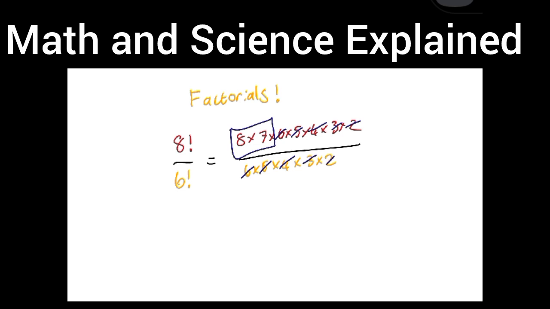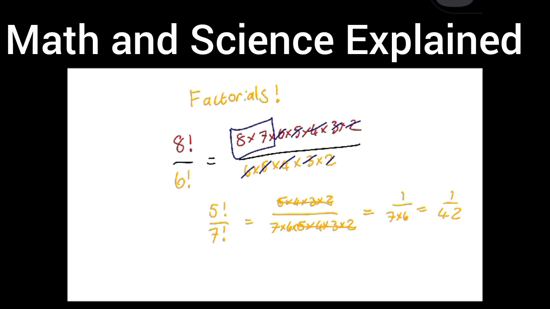And similarly, what if we had 5 factorial over 7 factorial? Well, you can see all this 5 times 4 times 3 times 2 is all going to cancel out with the 5 times 4 times 3 times 2 in the denominator, but remember, we still have this 7 times 6 out front here, which isn't going to get cancelled out. So that's going to be equal to 1 over 7 times 6, or just 1 over 42 if you want to simplify.